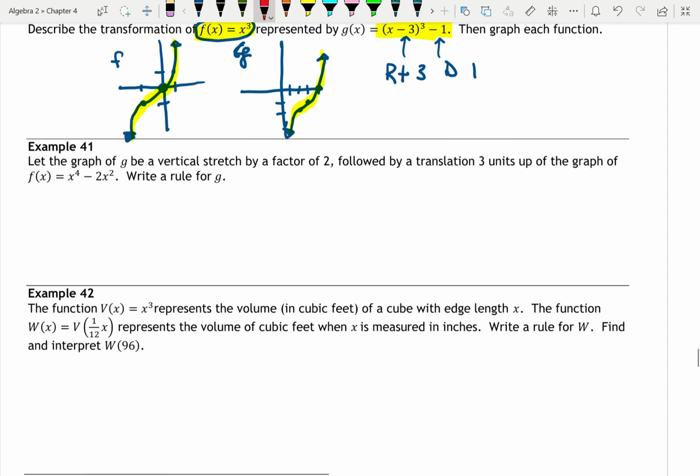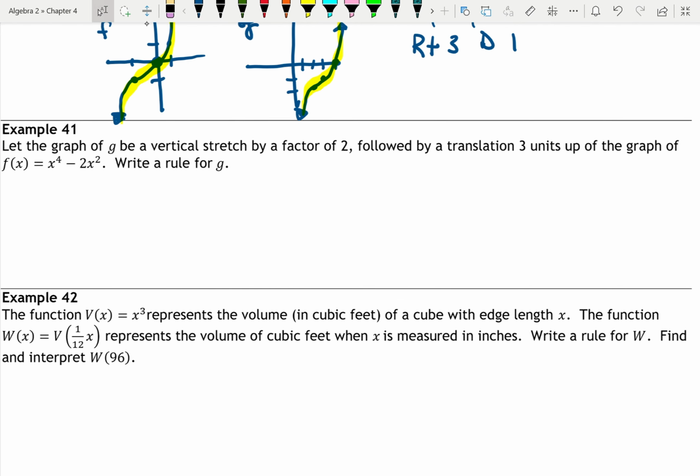Number 41, let the graph of g be a vertical stretch by 2, followed by a translation 3 up of the graph of f of x. Write a rule for g. So starting off, we just look at a rule for g of x, just using plain old f, not actually plugging in what f is. To have a vertical stretch means to multiply by 2 out front, so we have 2 times f of x. And then we went 3 up, so we add 3 on the end. So this 2 goes right there, 3 right there.